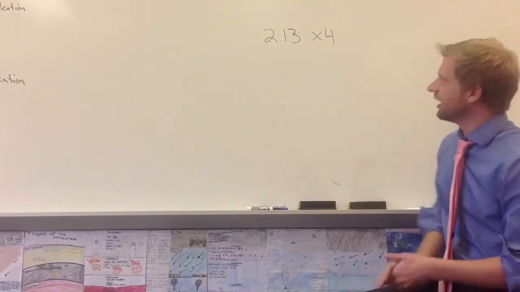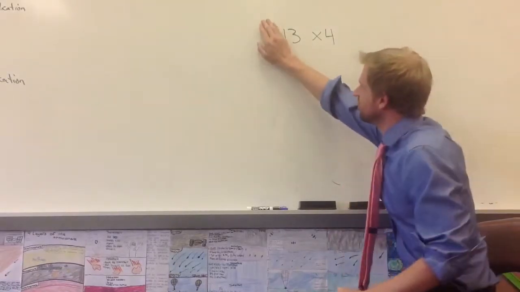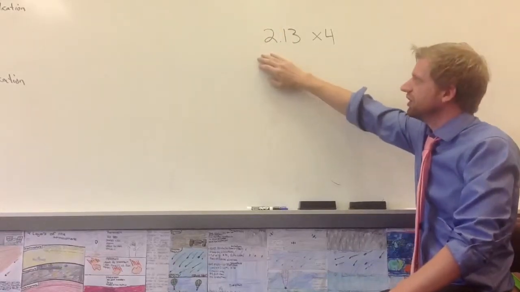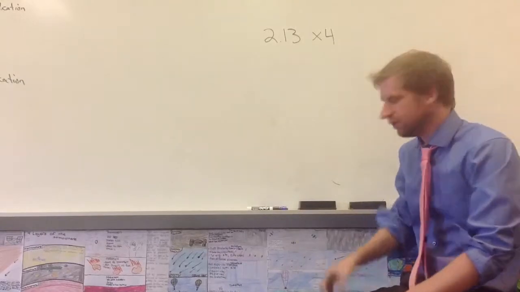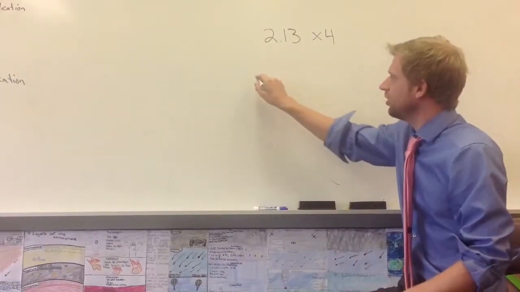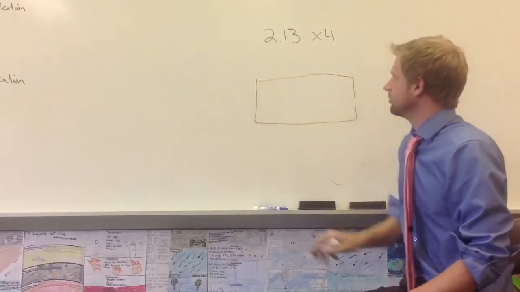So we're going to be looking at a number very similar to what we looked at last time. Last time we looked at just 13 times 4. This time we're going to be looking at 2 and 1300ths times 4. So the first step for doing the area model is to remember, create a rectangle. So we create the rectangle.